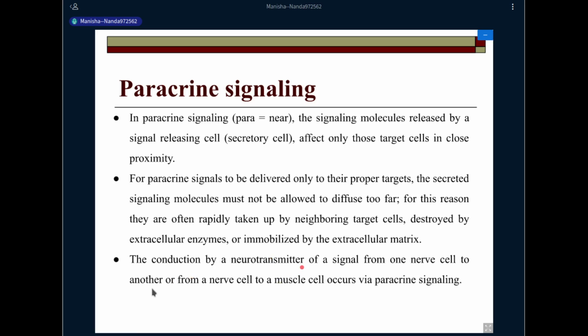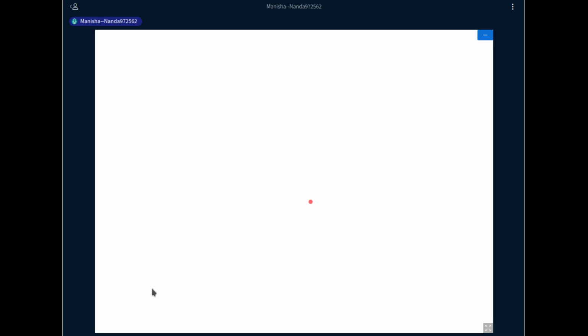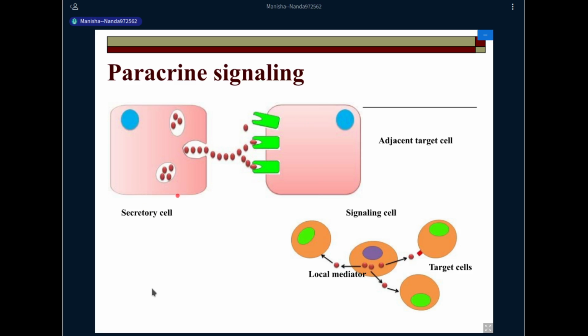The conduction by a neurotransmitter from one cell to another, or from a nerve cell to a muscle cell, occurs via paracrine signaling. So, the signaling at the synapse, which occurs with the help of neurotransmitters, is the best example of paracrine signaling that you have seen in the first diagram shown in the beginning of the lecture. Here you can see the diagram representing paracrine signaling. This is the secretory cell and this is the adjacent target cell. The ligands released by the secretory cell are taken up by the nearby cells through cell surface receptors. And again, here you can see this is the signaling cell and this is the local mediator that targets the nearby cells.